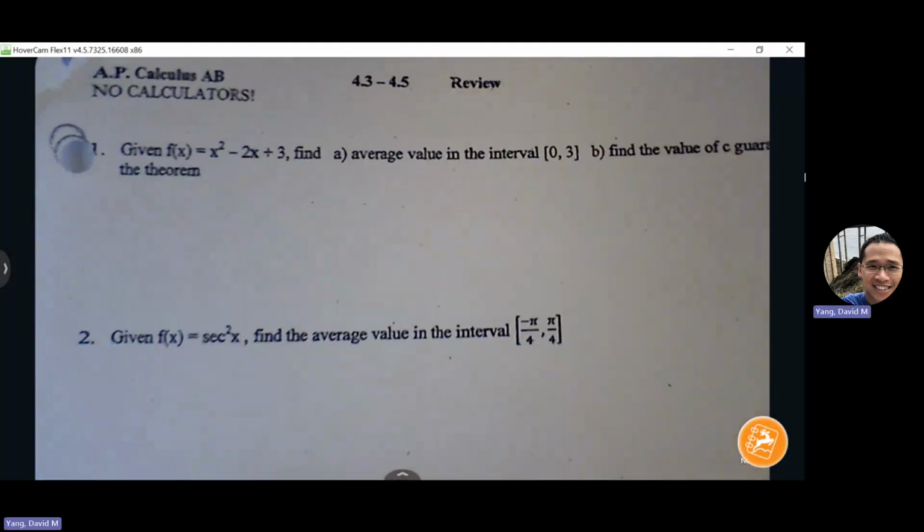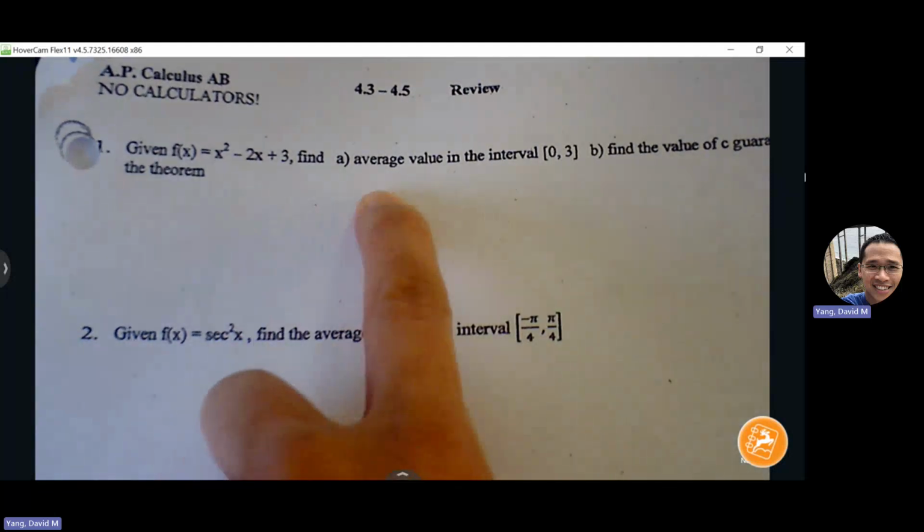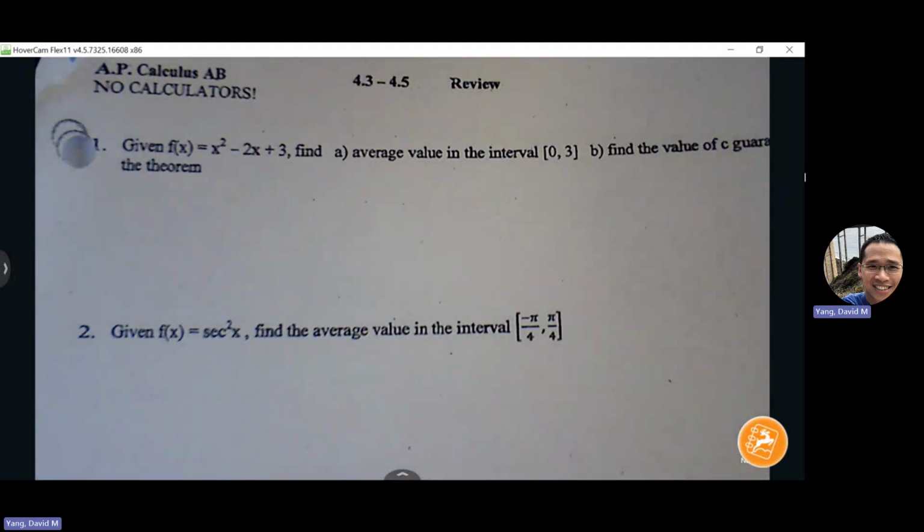Number 1 says, given f of x equals x squared minus 2x plus 3, find the average value on the interval from 0 to 3, and then find the value of c. So we have to use average value theorem here.